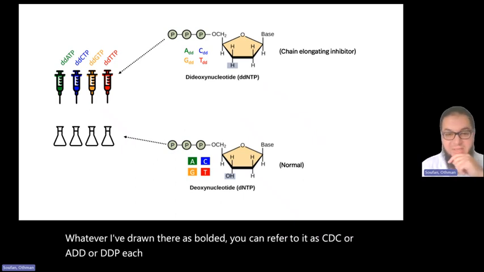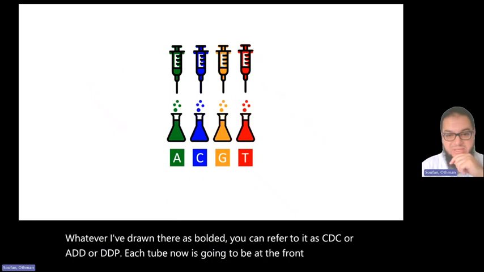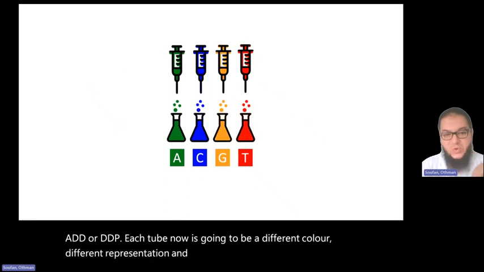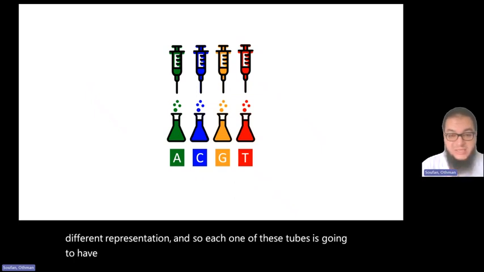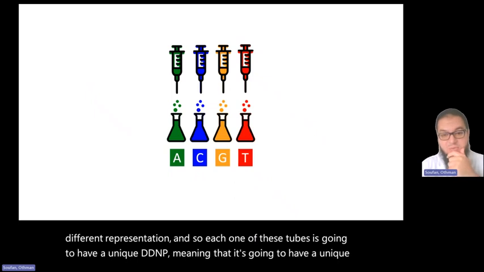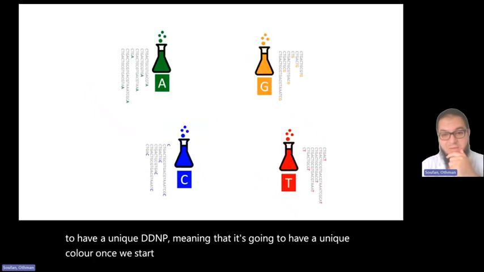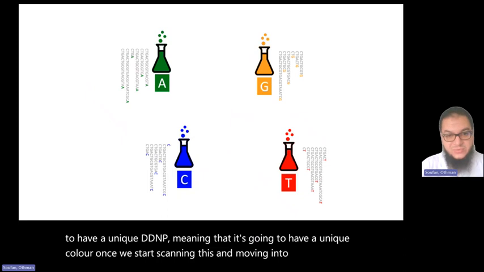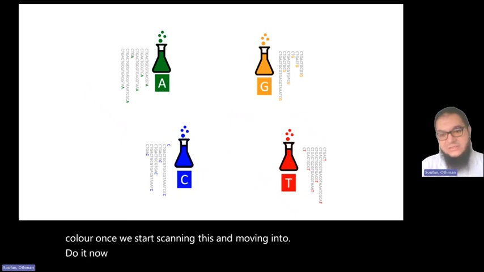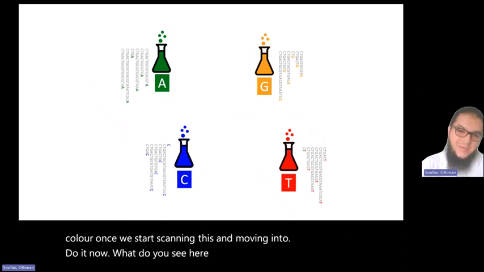Each tube now is going to be a different color, a different representation, and so each one of these tubes is going to have a unique ddNTP, meaning that it's going to have a unique color once we start scanning this. Now, what you see here is something I want to illustrate again.